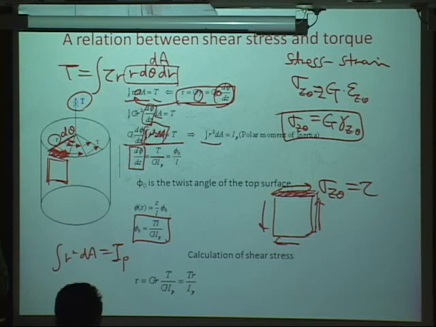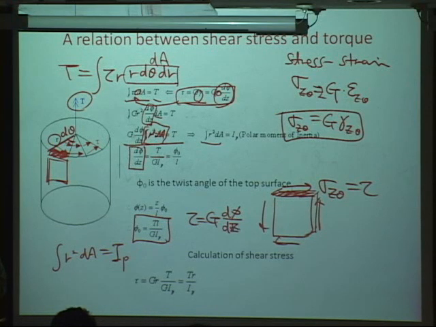And if we insert this equation into tau equals G d phi dz R, if we simply put it in here, then we have tau equal G R T over G I P. So tau is simply given as the torque T times R divided by I P, polar moment of inertia. This is the final equation.